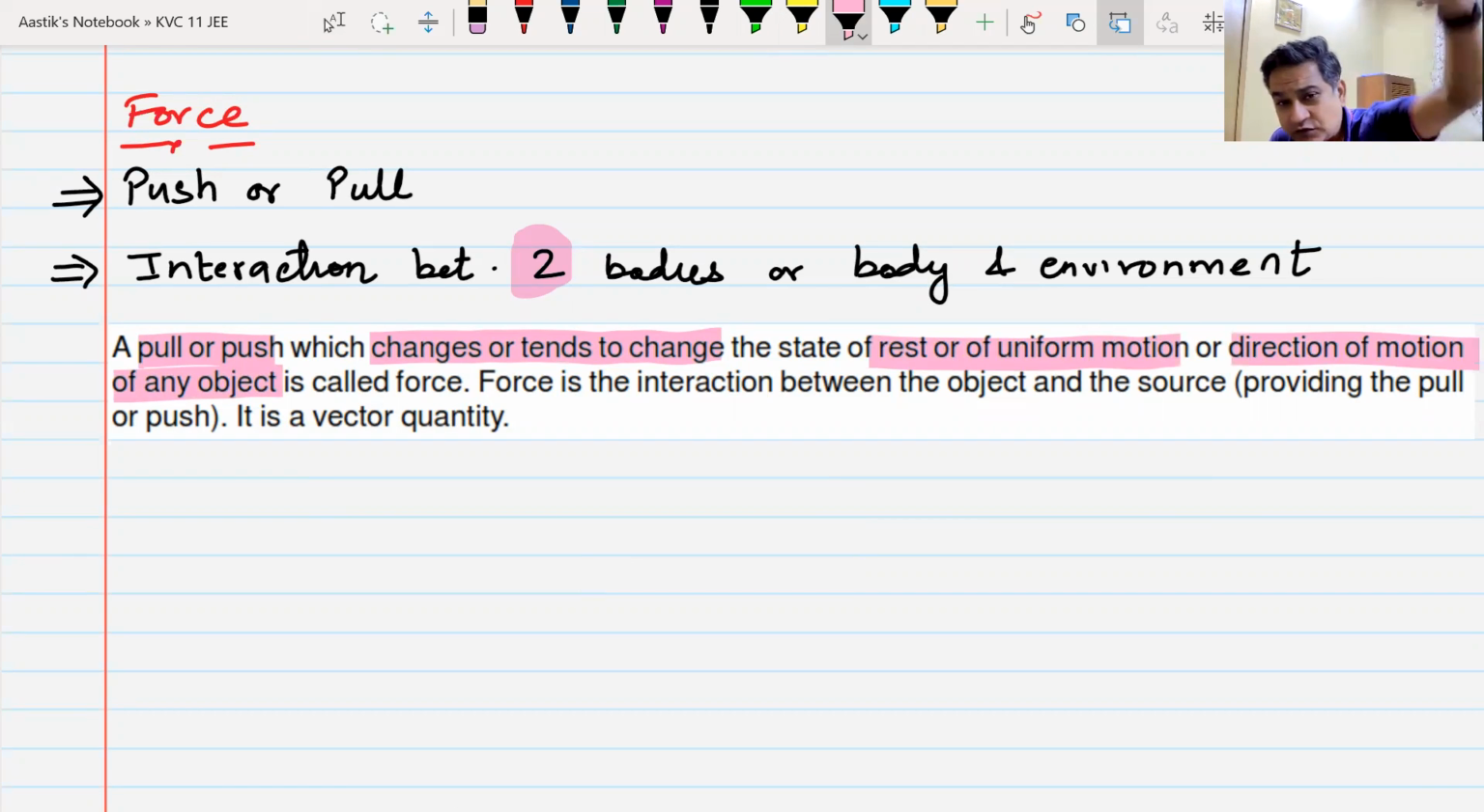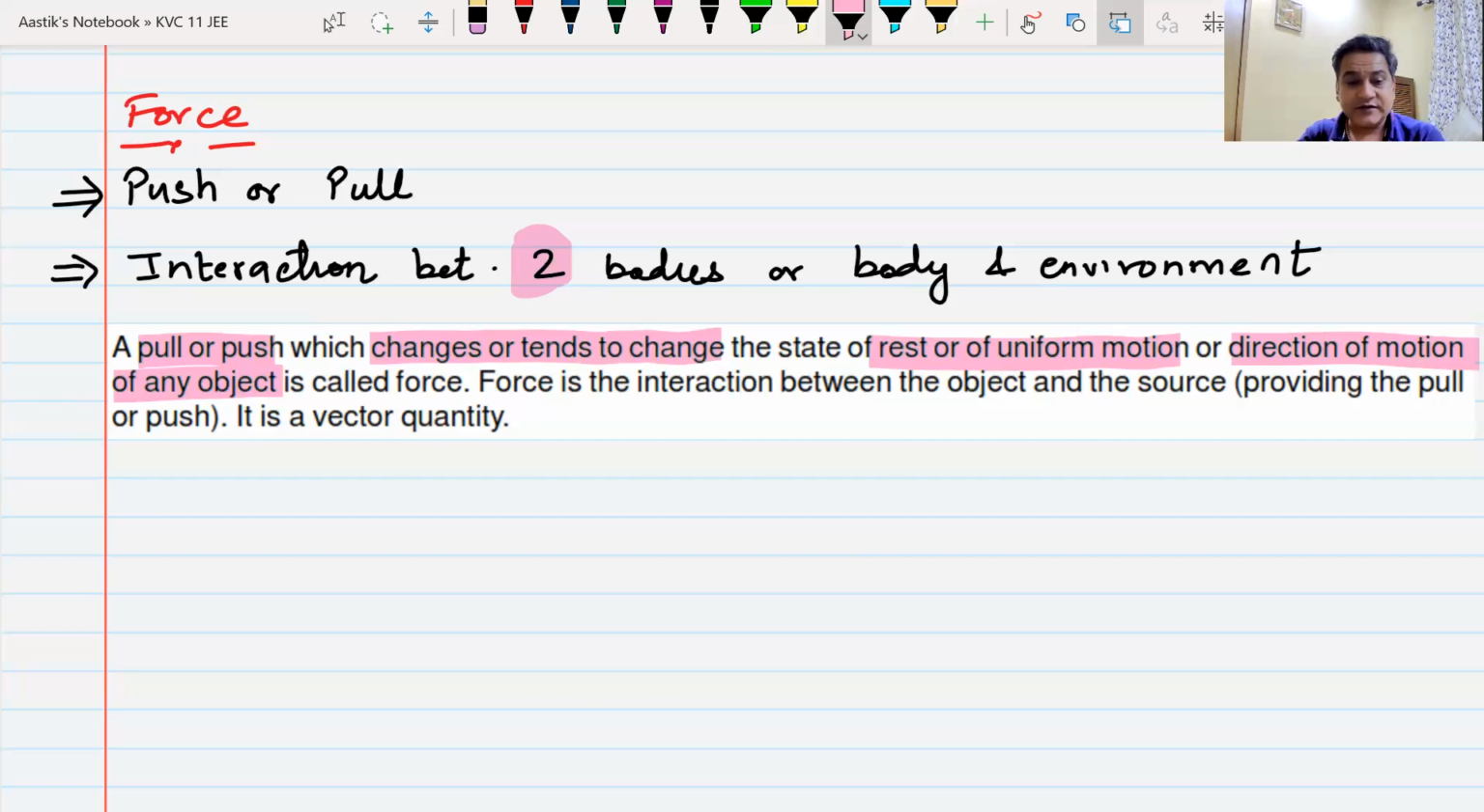In chapters that are going to come, it is going to change the size or shape of the body as well. So that interaction, that push, that pull, which does any of these things is known as a force. Do we understand this? This is how you define force. You don't call force mass into acceleration. No, no, no. Never in your life you call it that way.